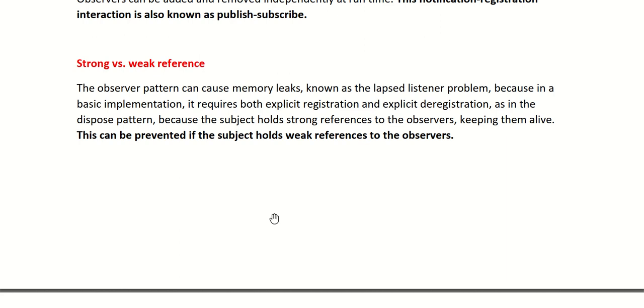Because the subjects hold strong references to observers, and soon I'm going to show that, it keeps them alive. This can be prevented if the subject holds weak references to the observers. Instead of holding a strong reference, we can hold a weak reference to the object. What is the advantage of weak references? There is a class available in .NET called WeakReference. Weak referenced objects don't block the garbage collection process.